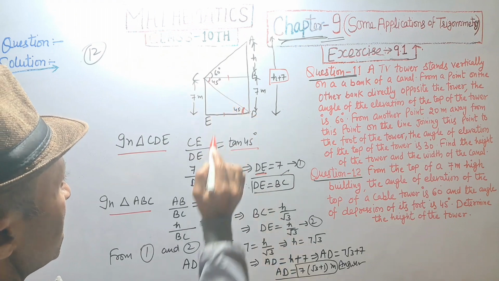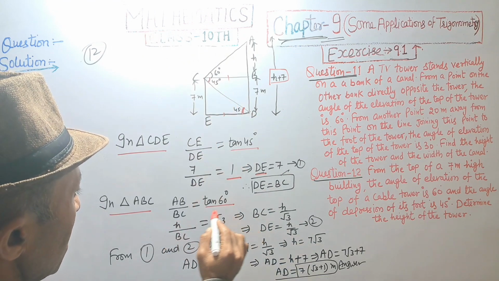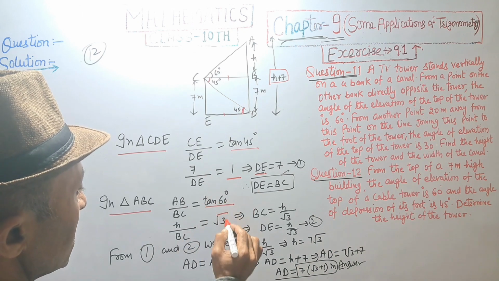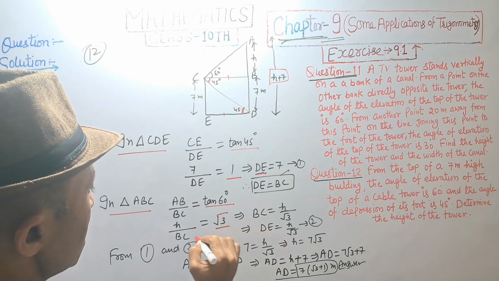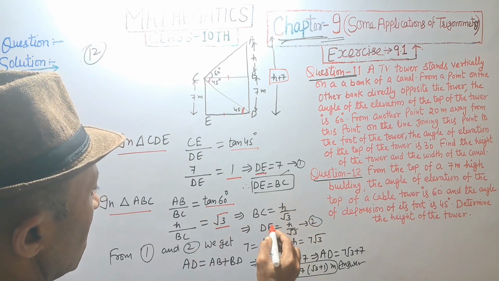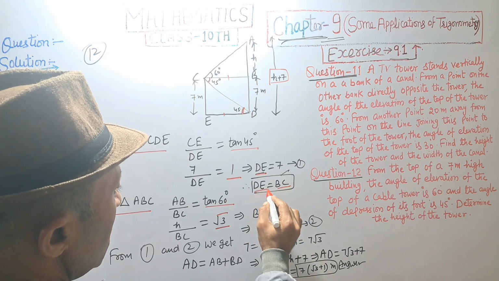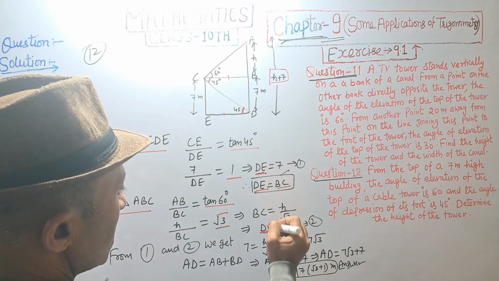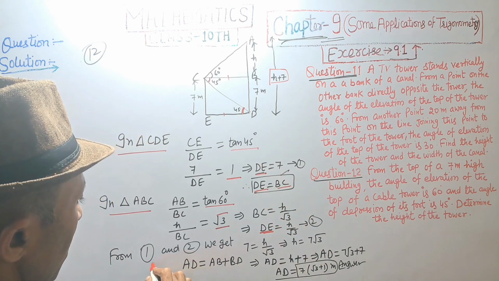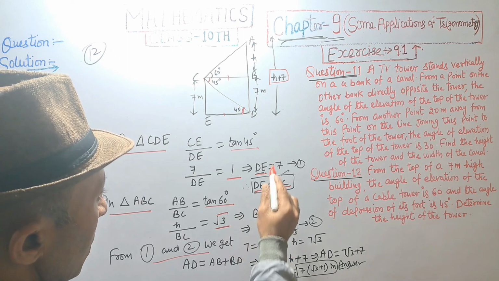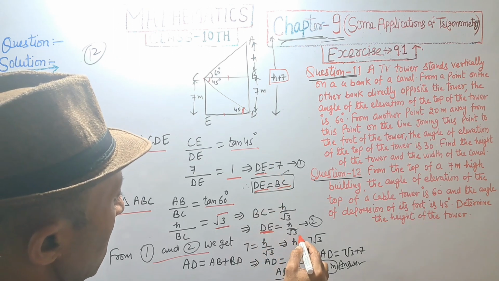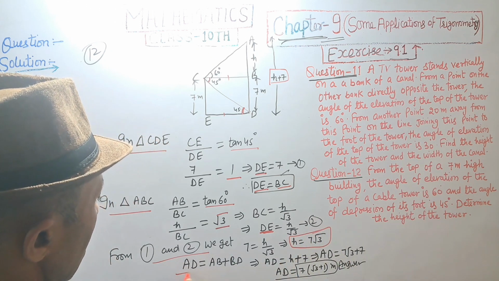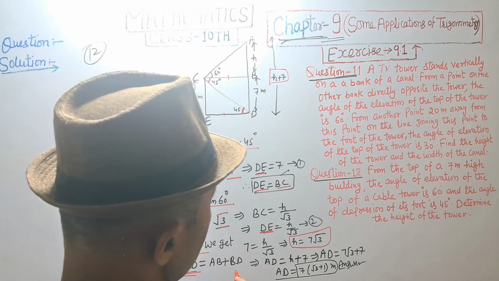In triangle ABC, AB upon BC is equal to tangent 60 degrees. AB is equal to H, and H upon BC is equal to tangent 60, which is root 3, so BC is equal to H upon root 3. BC is equal to DE, so DE is equal to H upon root 3, equation second. From first and second, we get 7 is equal to H upon root 3, and the value of H is equal to 7 root 3. And determine the height of the tower.